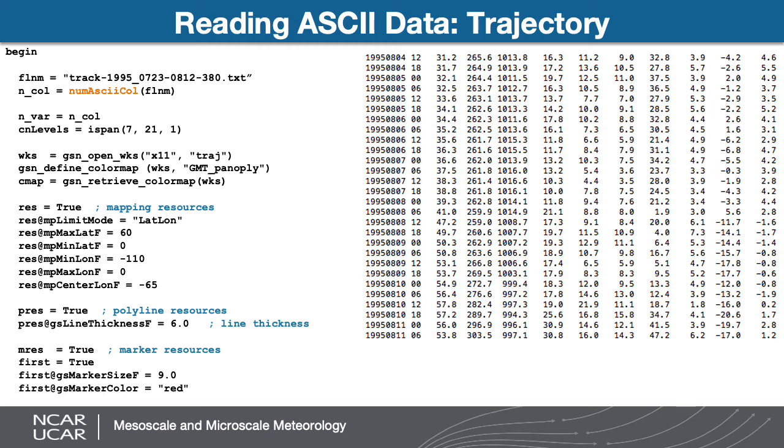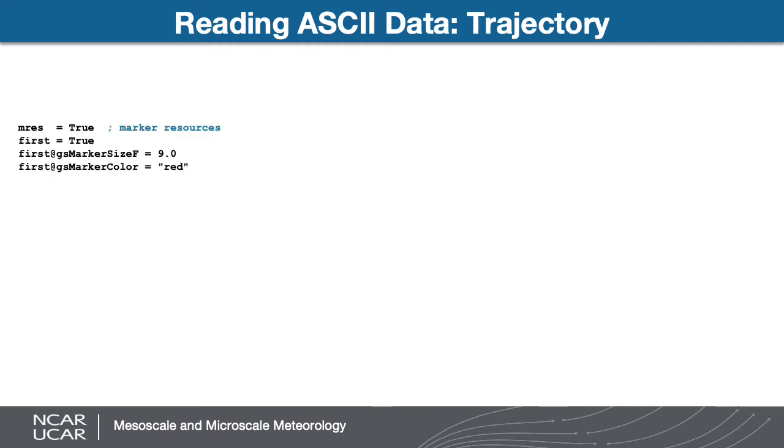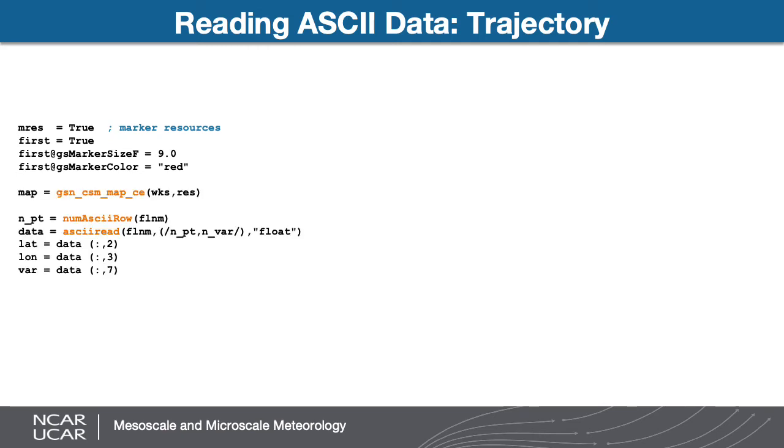So our marker size is going to be 9.0, and we want it to be a red marker. And there's our marker resources again. And next, we're going to just draw a map. We're drawing a basic map using gsn_csm_map_ce, so cylindrical equidistant map. So this map is going to be blank to start out with.